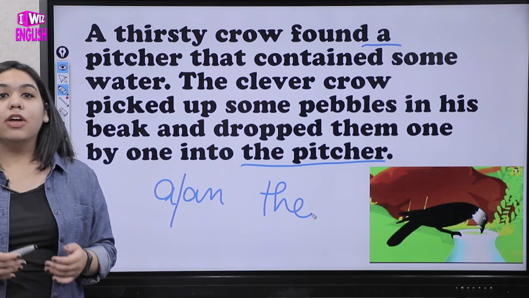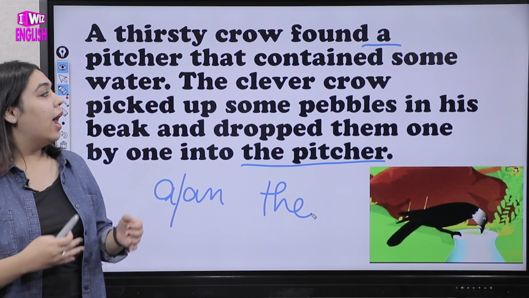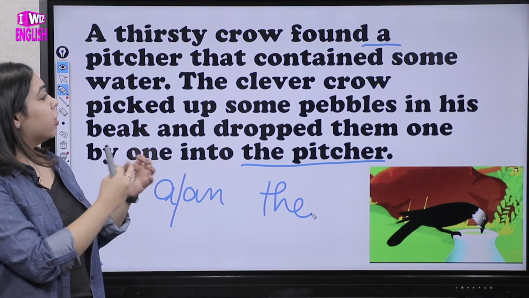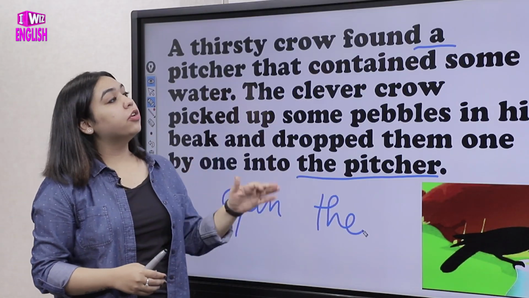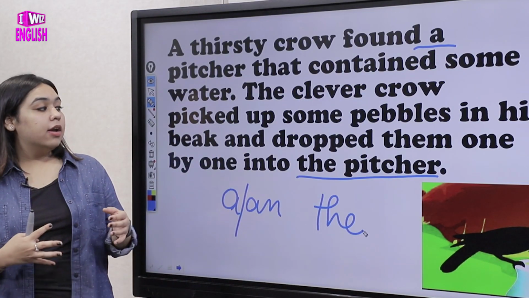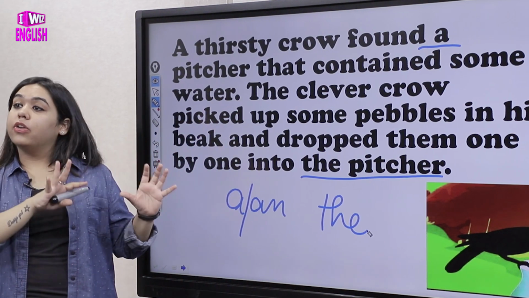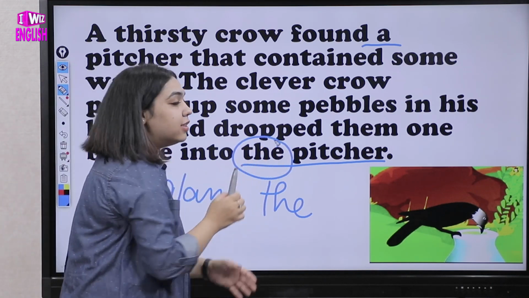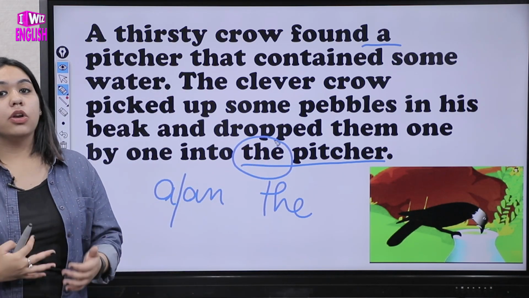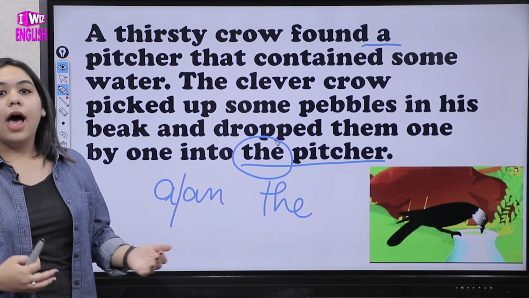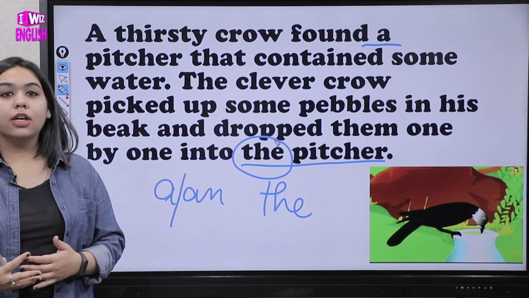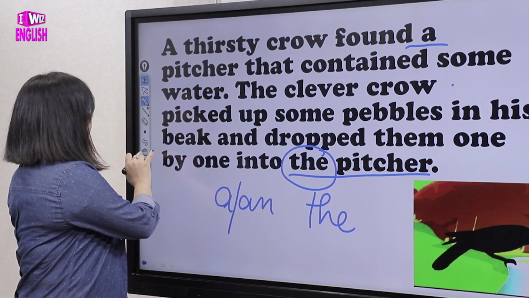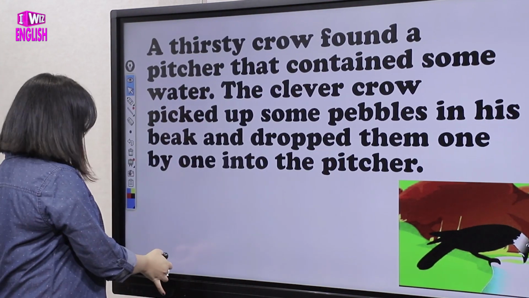So the logic here is when we are using something for the first time, I am using picture for the first time, I am just referring to it once. Like in the story we are talking about picture for the first time. So we'll say a thirsty crow found a picture, okay? But when the picture is introduced already, we are referring to that picture again, so we'll use the article the. So the whole essence is that when we are not sure, we are not particular about something, we use a, and when we are repeating something, referring to something again, we'll use the article the. So I hope this is clear, and let's move on and learn about more uses of the article the.